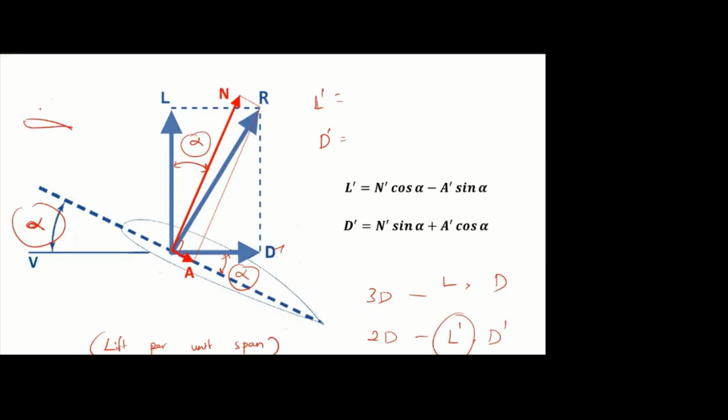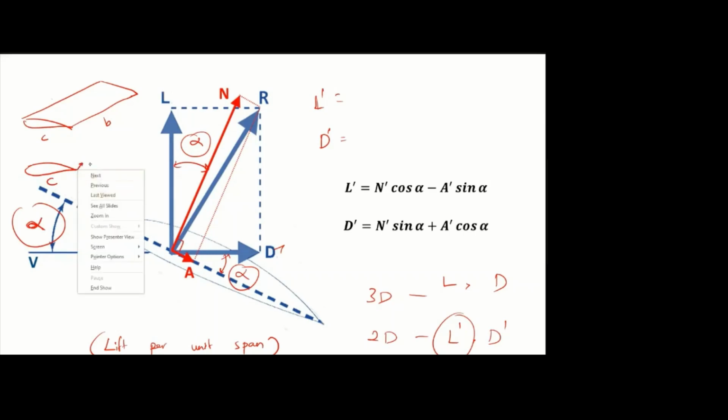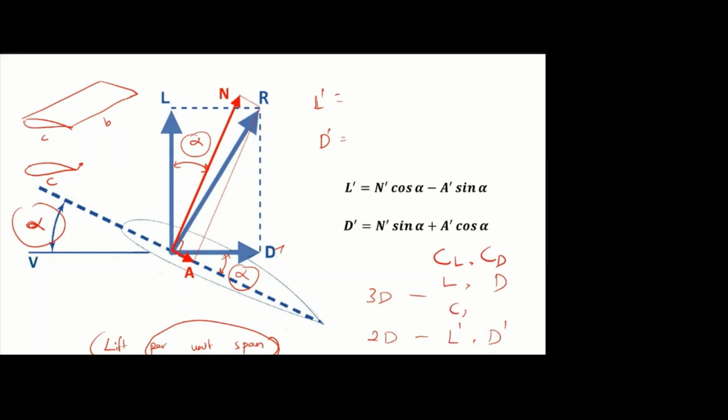So this is the 3D wing. This is the chord, this is the span. But if you take 2D, this is the chord, and we will assume there is a unit distance in this direction. That's why we take per unit span. So 2D means we mention L dash and D dash, 3D means capital L and D. And in terms of CL, for 3D it is capital CL and capital CD, and for 2D it is small letter cl and cd. That's it.